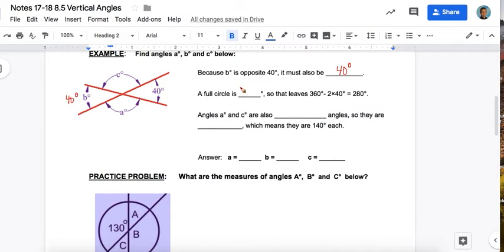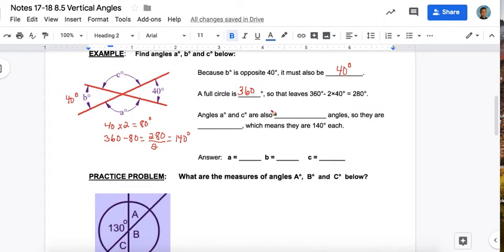And we know that a full circle is 360 degrees. So that leaves 360 minus these two angles. And we know that 40 times 2 equals 80 degrees. And if a full circle is 360 degrees, we can do 360 minus 80, which is 280. And then we can divide that by 2, and we get 140 degrees.